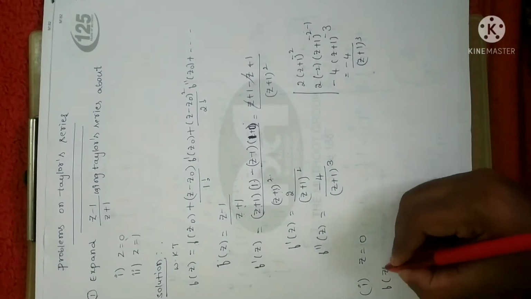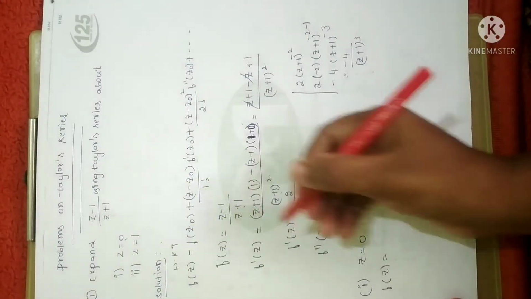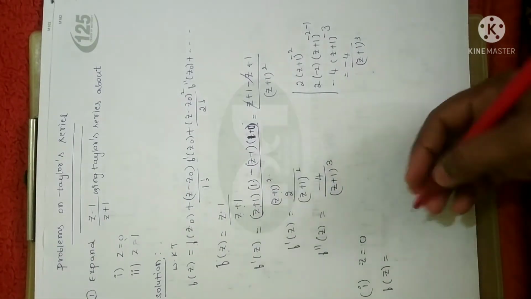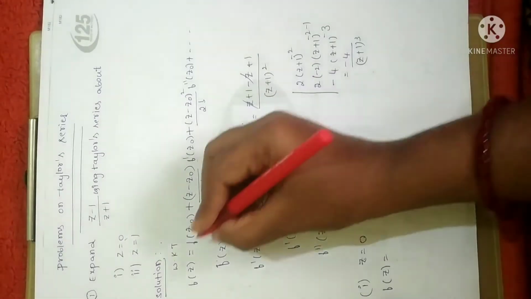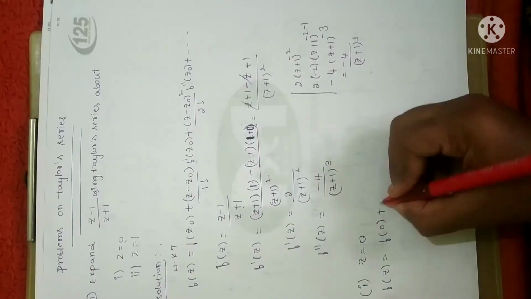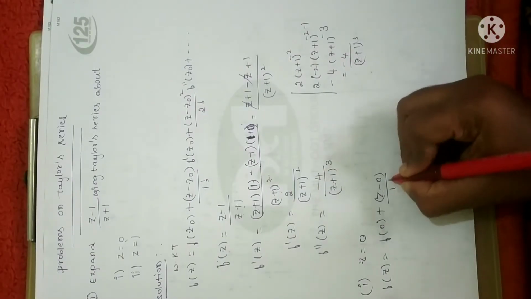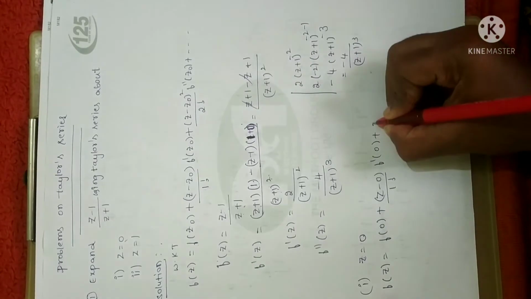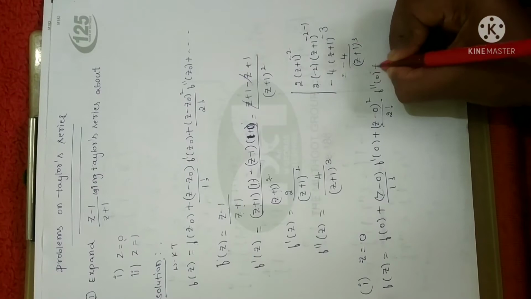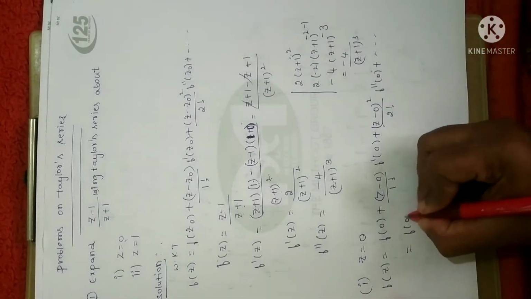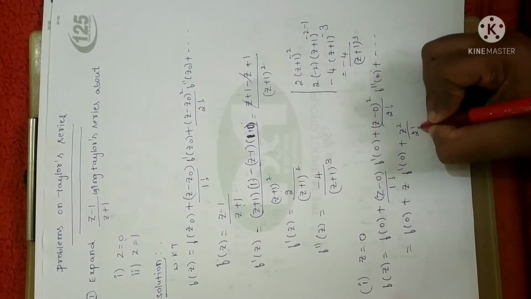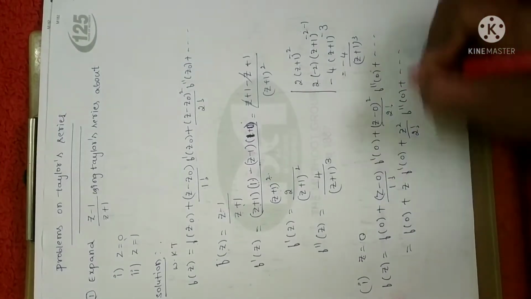So first let me substitute here. f of z is equal to f of z naught; in the sense, z naught value you have to put as z is equal to 0. First let me calculate all the values. Afterwards it is easy to simplify. So what we need is, I'll just write here: f of 0 plus (z minus 0) divided by 1 factorial into f dash of 0 plus (z minus 0) whole square divided by 2 factorial into f double dash of 0 plus so on. This is what the expansion is. That is f of 0 plus z into f dash of 0 plus z square divided by 2 factorial into f double dash of 0 plus so on. This is what we need.